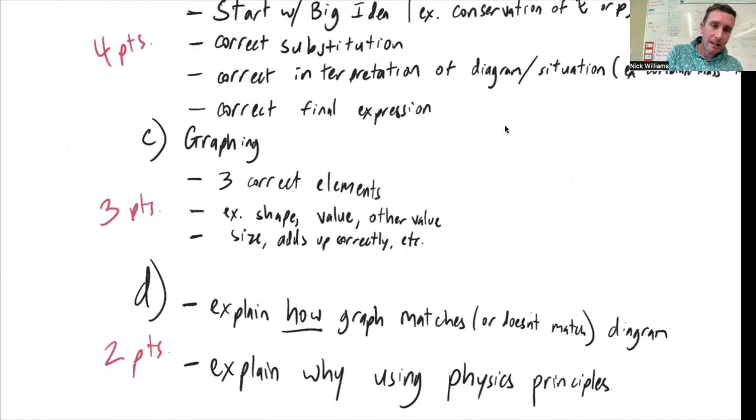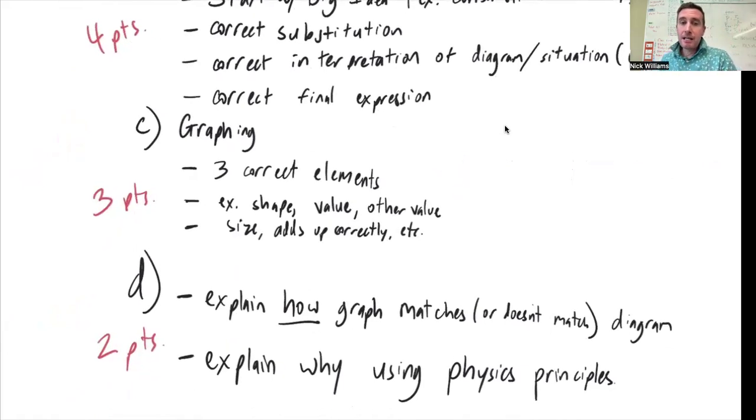Part C is graphing. And in your graph, they are looking for three correct elements of the graph. Possible places that could be correct: the shape of the graph, the value on the graph, some other value, the size of the bars or the line, that everything adds up correctly. Like my before graph is equal to my after graph if I'm conserving momentum. I have 4 momentum chunks on my momentum bar graph. I need that to match.